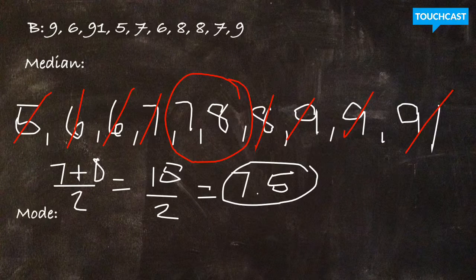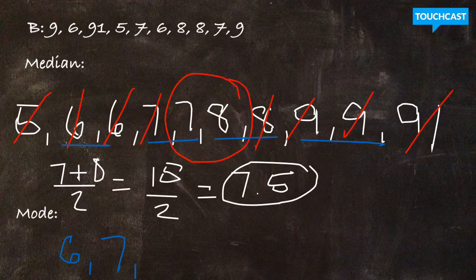Now, which number or numbers happen the most frequently for our mode? Well, 5 only happened once, 6, 7, 8, and 9 all happened twice, and 91 only happened once. So we've got 1, 2, 3, 4 modes: 6, 7, 8, and 9 are all our modes.